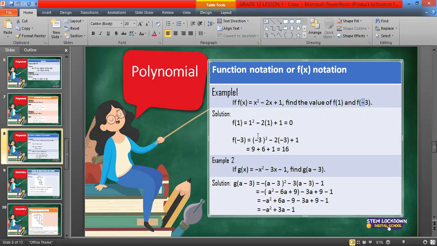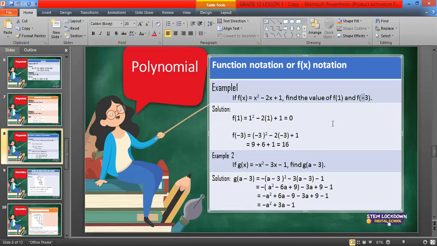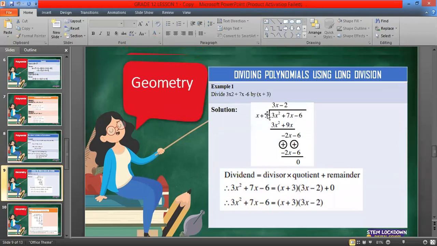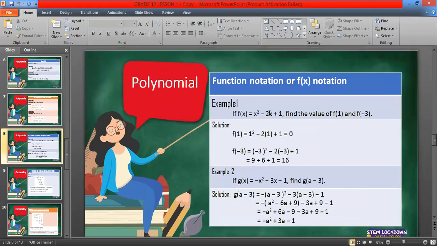So we have f of minus 3 equals minus 3 squared minus 2 times minus 3 plus 1. When you square anything negative, it becomes positive. Negative 3 squared gives you positive 9. Negative 2 times negative 3 gives you positive 6, then plus 1, and that'll give you 16. All right. Let's see the other one here. Example 2 now. If g of x equals negative x squared minus 3x minus 1, find g of a minus 3.